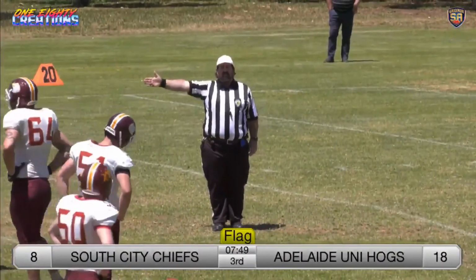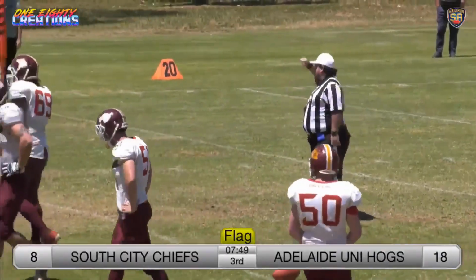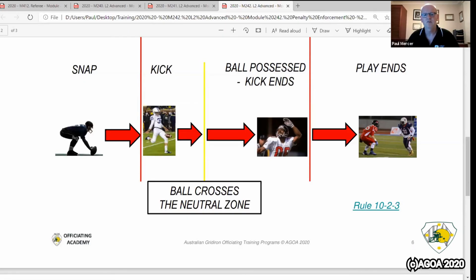Offside, number 17 in the defence. 5-yard penalty, first down.